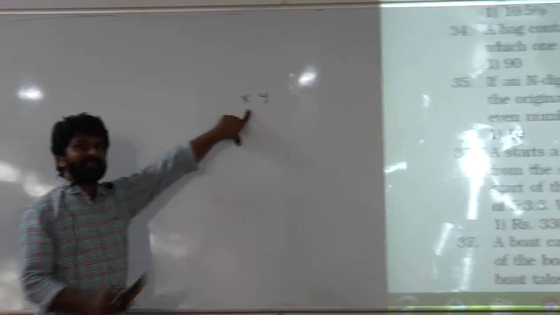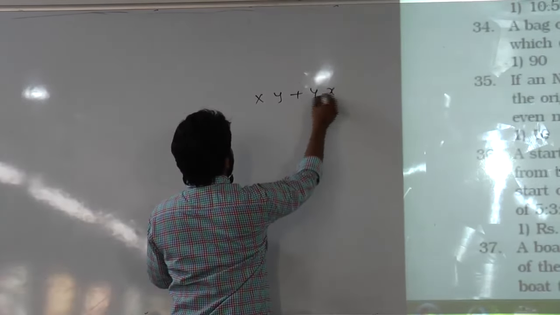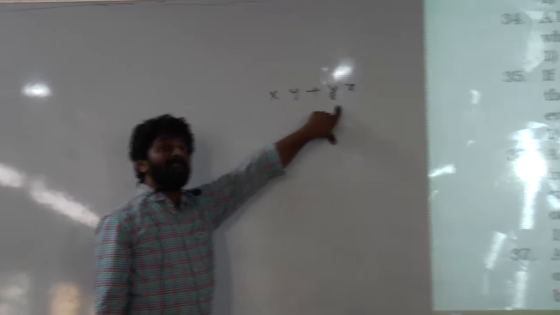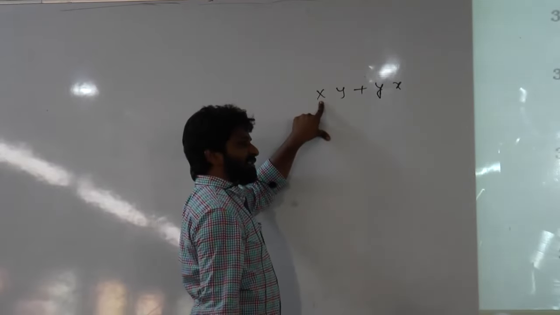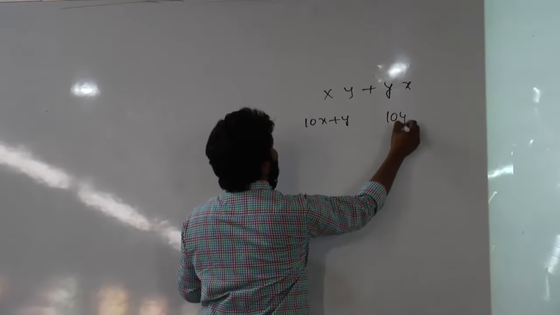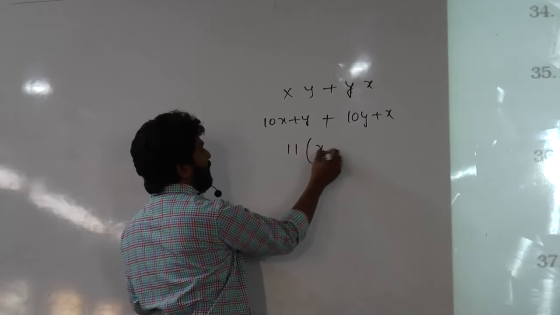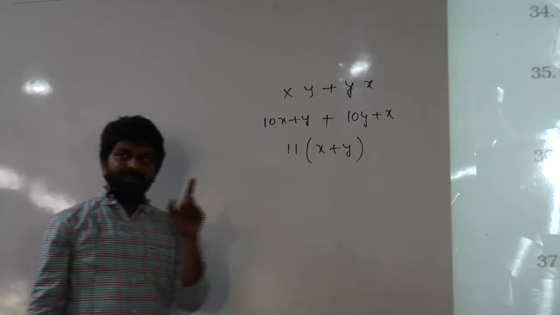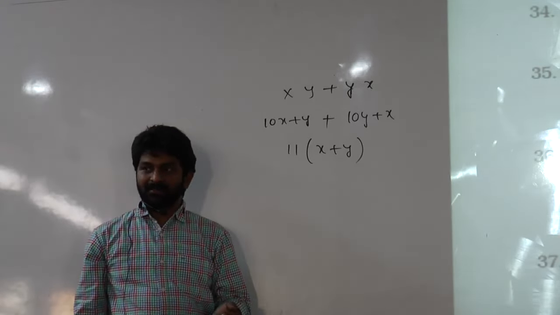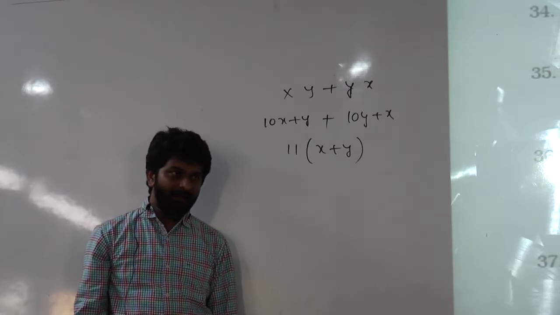Can I treat XY as 10x plus y? Yes or no? And to this number I need to add a number which I will get by interchanging the digits, that is YX. This I will treat as 10y plus x. This is 10x plus y, and this is 10y plus x. If I add these values, I am getting 11 into x plus y. So the original number and the number obtained by interchanging the digits, if you add those two numbers, you will always get a multiple of 11. Are you getting my point?